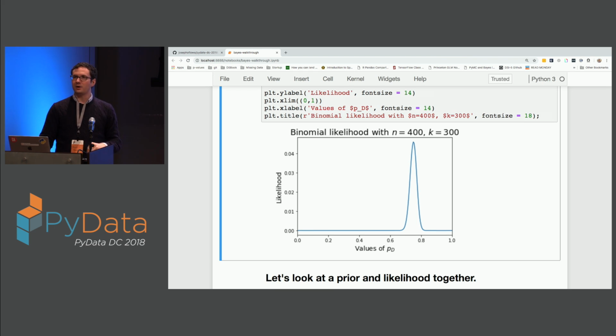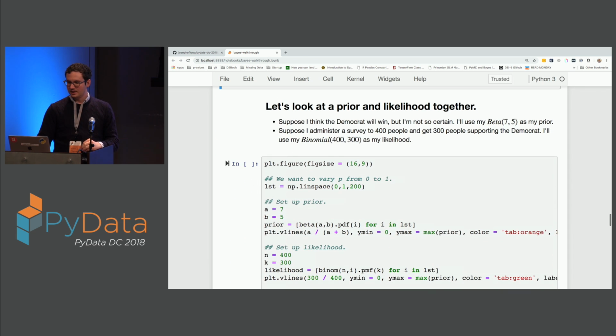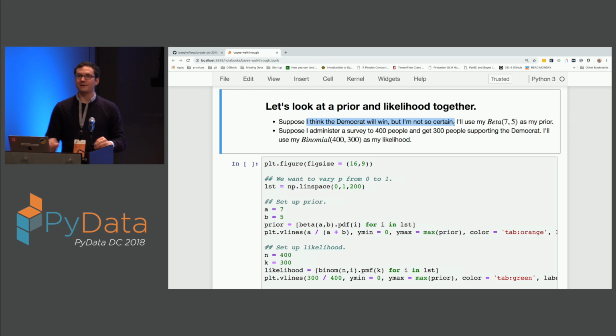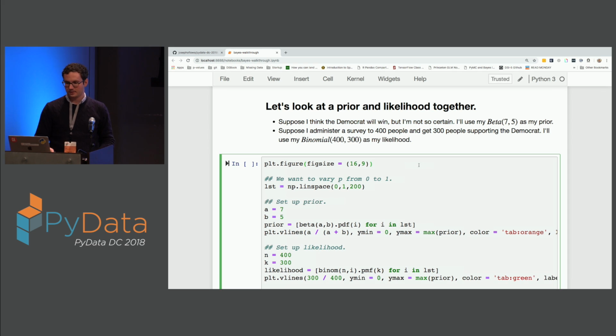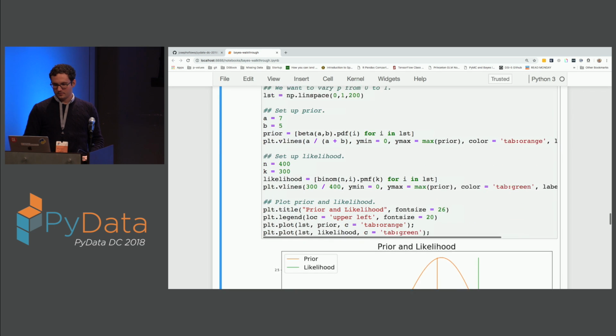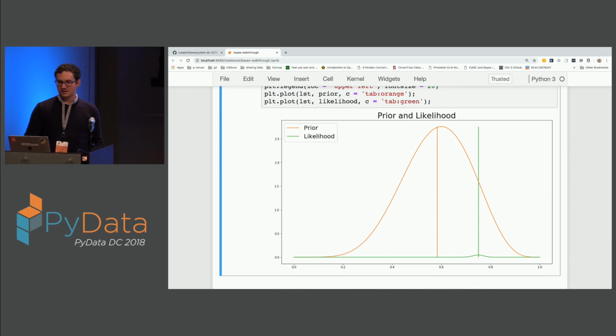So to look at a prior and a likelihood together, let's say that I use this situation where I think the Democrat will win, but I'm not very certain. So my prior distribution, I'm going to pick a beta 7.5. And suppose I administer a survey to 400 people and 300 of them support the Democrat. In this case, I'll use my binomial 400 trials with 300 successes as that likelihood. And this visually is what we get.